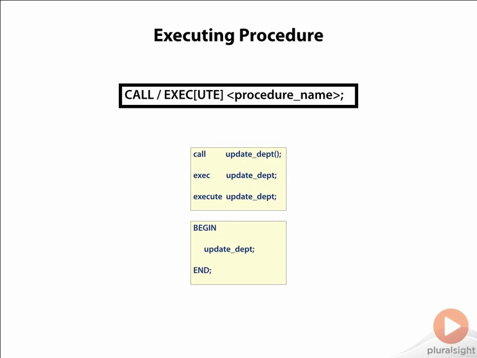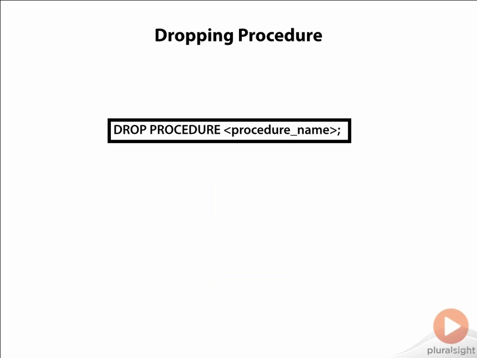You can also call it from an anonymous block. Here, you just call it by name without having to use the exec or execute or call keyword, as shown in this code snippet. You can simply drop a procedure by using the keywords drop procedure followed by the procedure name. In this code snippet, we drop the update_dpt procedure by issuing the drop procedure update_dpt command.